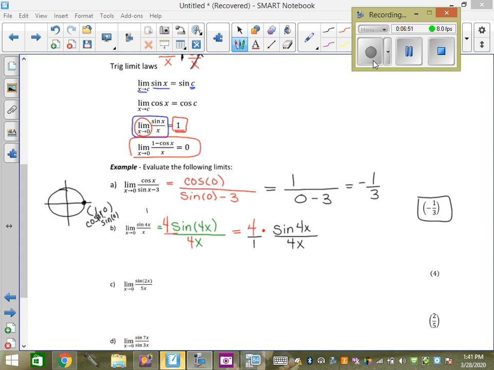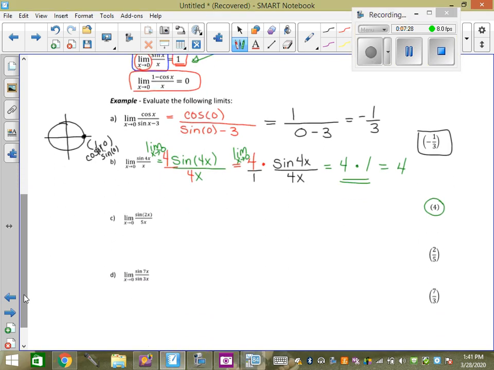Ooh, I'm forgetting to write my limit. How sad is that? The limit as x approaches infinity, or not infinity, 0. The brain's still stuck in infinity. The limit as x approaches 0. As I approach 0, the 4 stays a 4. As I approach 0 on sine 4x of 4x, I get times 1 because of the rule up here. If it's an x or 4x over 4x, it still works. So I get 4. And the limit went away in this step because I applied it to the sine 4x over 4x.